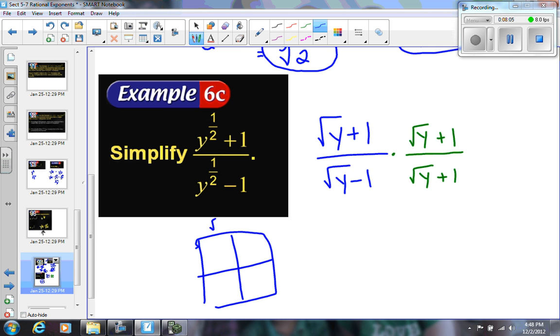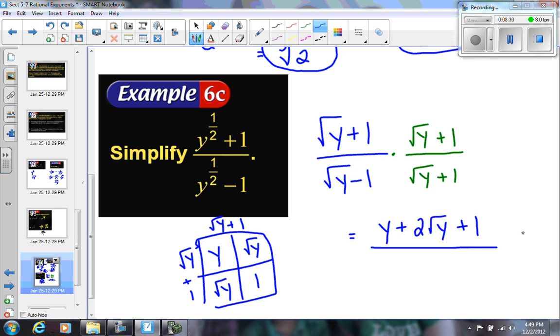We have the square root of y plus 1 times the square root of y plus 1. Square root of y times the square root of y is y. Here I get the square root of y, square root of y. 1 times 1 is 1. So my numerator will be y plus, I have 2 root y plus 1.